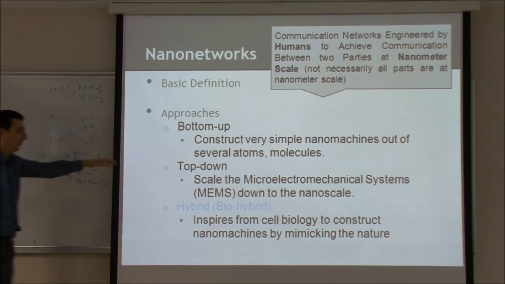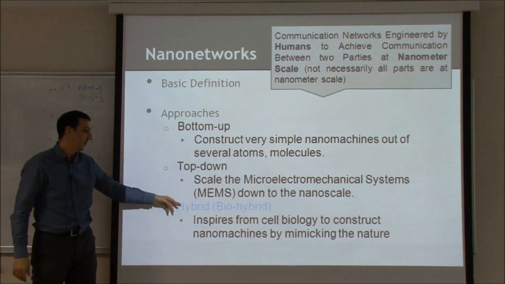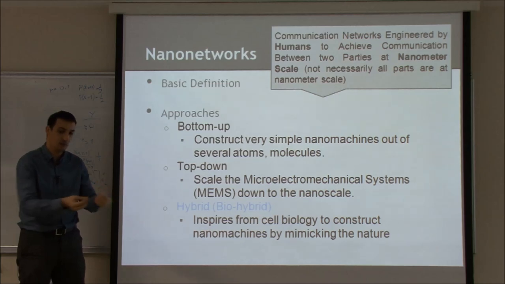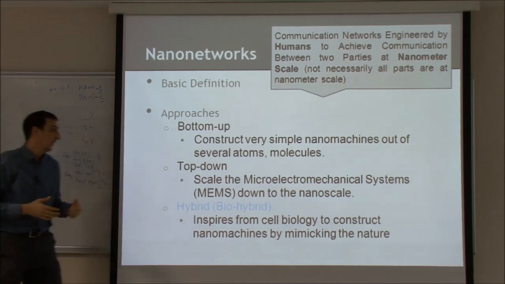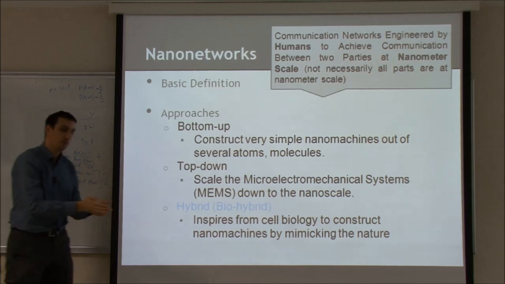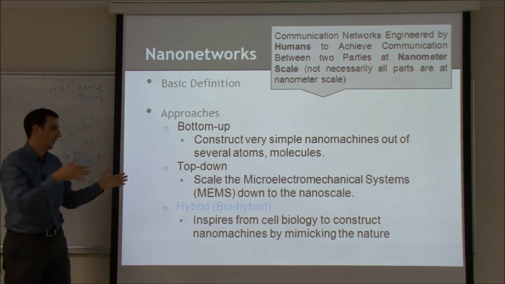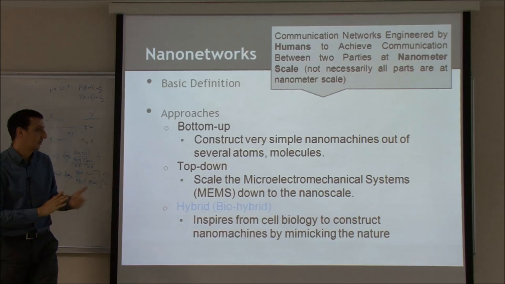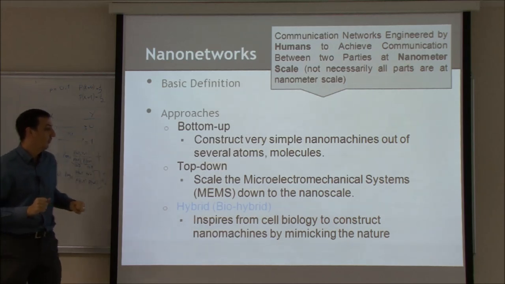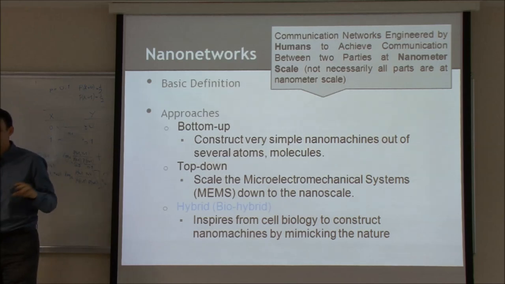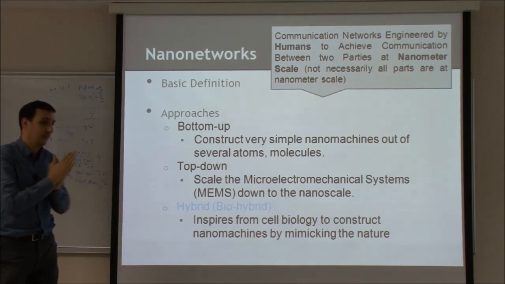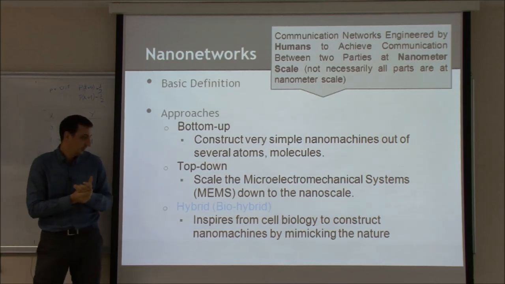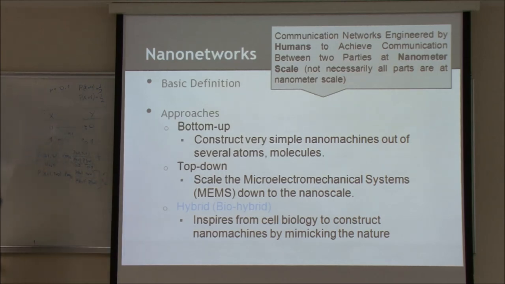There are approaches: bottom-up approach, top-down approach, and biohybrid approach. We follow the biohybrid approach mostly. In the bottom-up approach, you construct very simple nanomachines out of small particles and you build up. For the top-down approach, you scale down the machines to smaller ones, MEMS or NEMS, nanoelectromechanical systems. And for the biohybrid approach, we observe nature and cells, then we mimic their actions. We are inspired by cell biology.